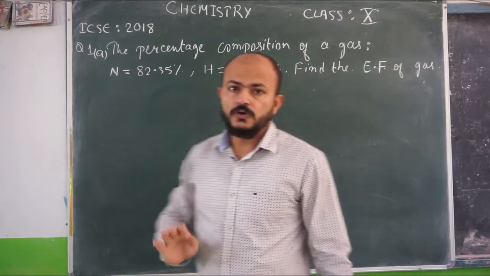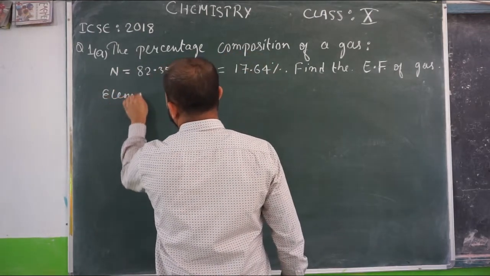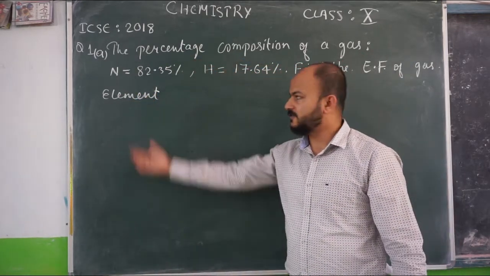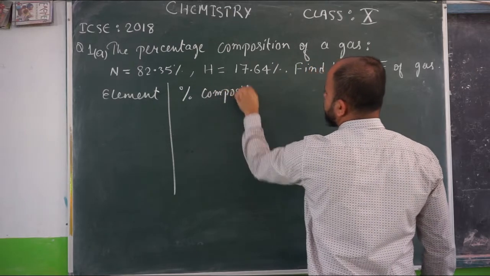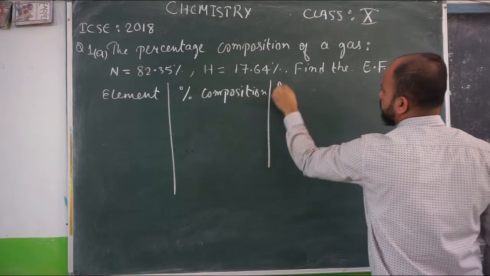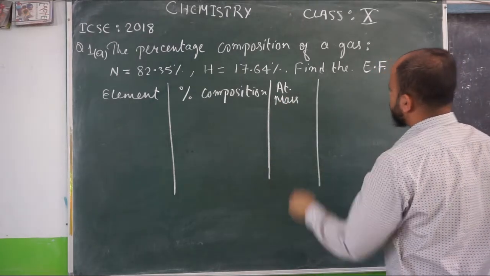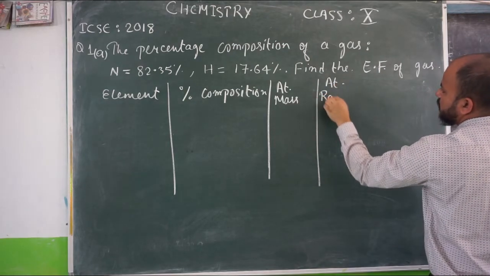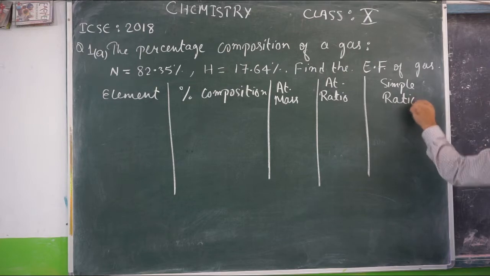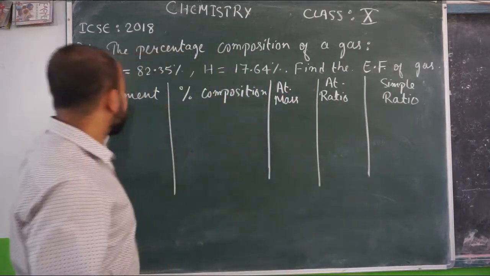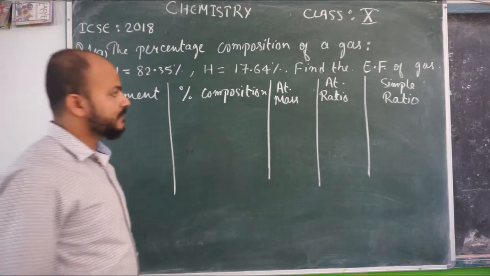To solve this particular question, you need to make a table first. The table comprises different columns. In the first column, you'll have elements. After that, percentage composition. Then you'll have atomic masses. After that, you have atomic ratio. Then at last, you have simple ratio. So these five columns have to be made first: elements, percentage composition, atomic mass, then relative number of moles or atomic ratio, and at last the simple ratio.